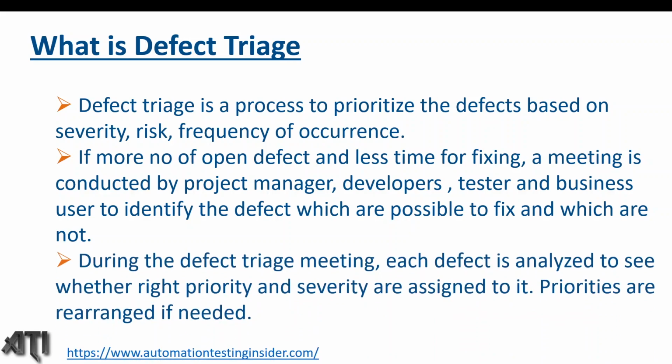During the defect triage meeting, each defect is analyzed to see whether the right priority and severity are assigned to it. Priorities are rearranged if needed. Generally, when we log the defect, we decide the severity and priority, but it should be correctly assigned during the defect triage meeting. So these are the different points I wanted to discuss about the defect triage meeting, guys.